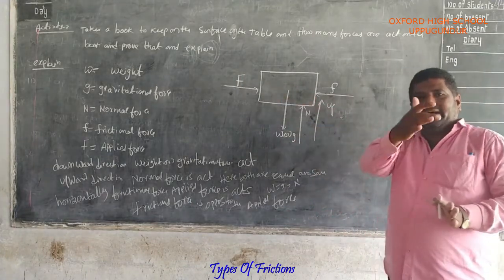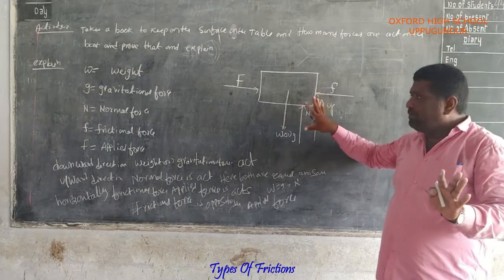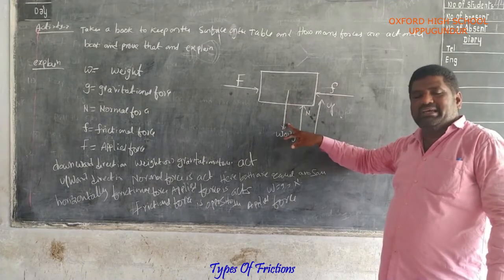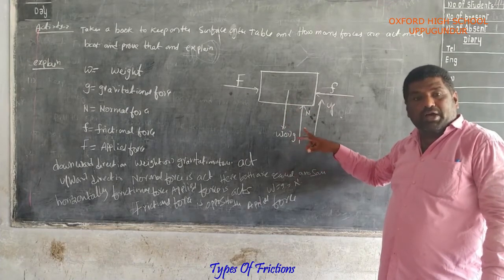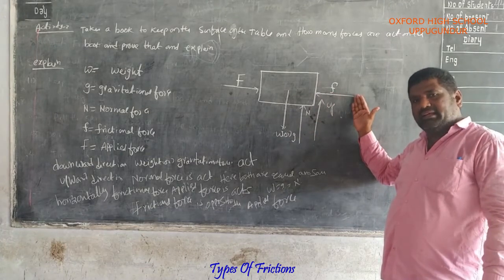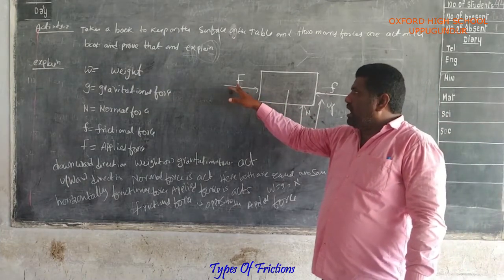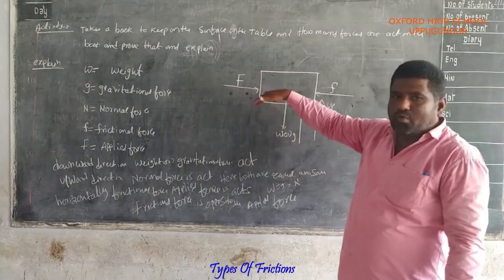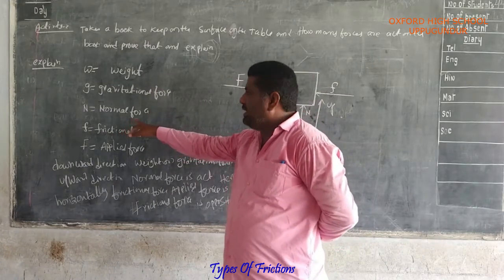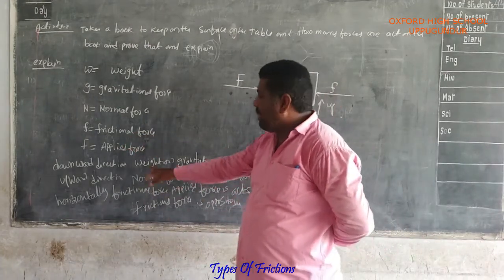Okay now, once again I will explain the diagram. This is the 8th class physical science textbook kept on the floor, or one bench. First of all, the weight acts in the downward direction, and the normal force is acting in the upward direction. On one side frictional force is acting, and on the opposing side applied force is acting. Now explain the symbols. W is equal to weight, G is equal to gravitational force, N is equal to normal force. Next, small f is equal to frictional force and capital F is equal to applied force.